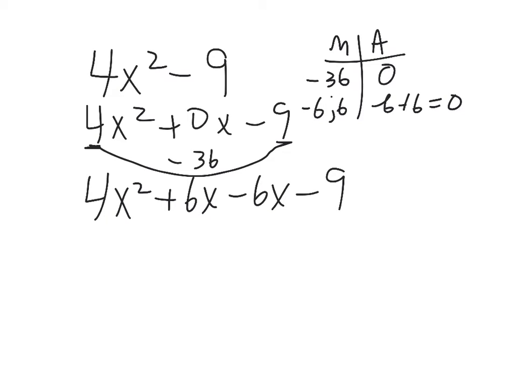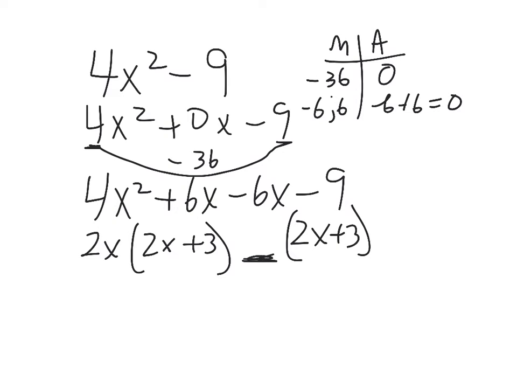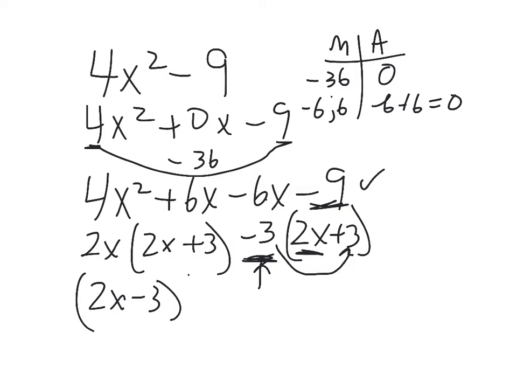minus 9. Okay, what do they have in common? 2x. Okay, so I'm left with a 2x plus 3. Rewrite it over here to the right, leaving space to fill in the mystery amount. Now I need negative 6x and I have a positive 2x. What do I need to put into that blank? How do you get negative 6 from positive 2? A negative 3. Does negative 3 times 3 give me negative 9? Yes, it does. Okay, cool. So now I write what's on the outside together and copy what they had in common, and you're done.